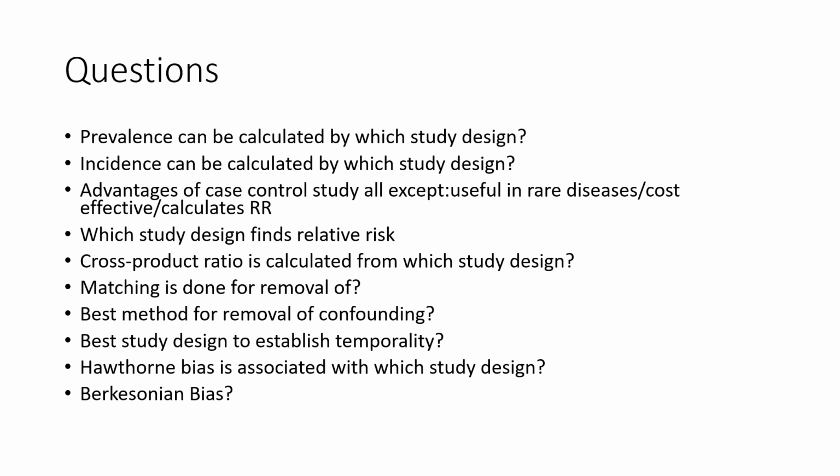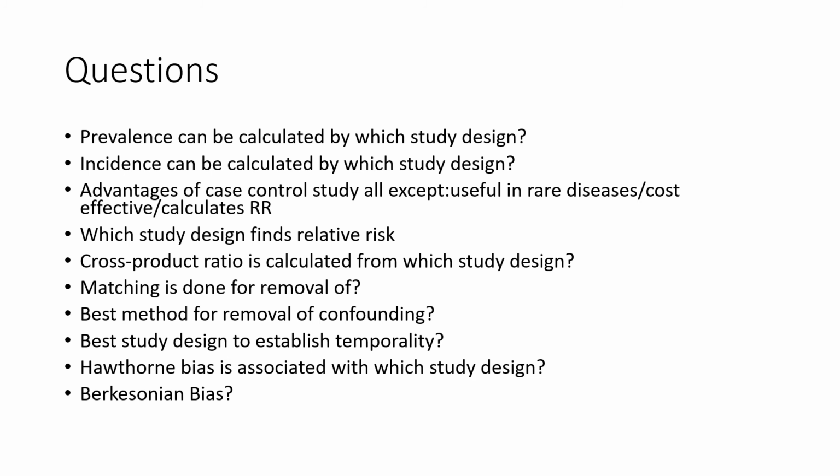Cross product ratio is calculated from which study design? It is the odds ratio, and it is calculated from the case control. Matching is done for removal of confounding bias at the design stage. So what is the best method for removal of confounding? It is actually randomization. And the best study design to establish temporality, it is the cohort study. Best temporality is nothing but establishing that the cause precedes the effect.